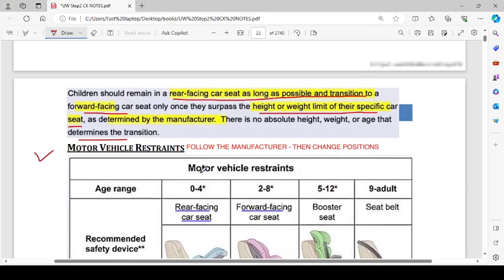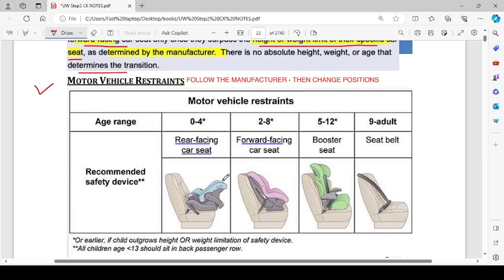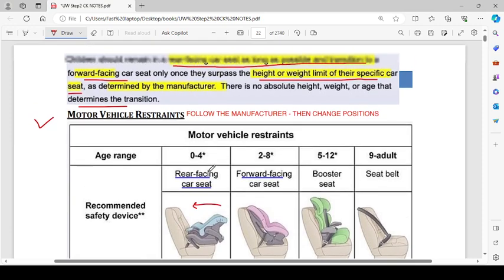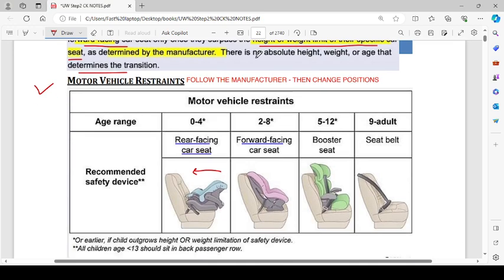So this is a rear facing car seat, a seat which is facing backwards. Children must remain in that seat until they attain the height or weight limit for that specific car seat. Okay, so follow the manufacturer, then change the positions.